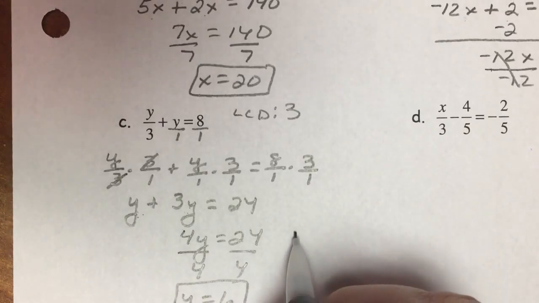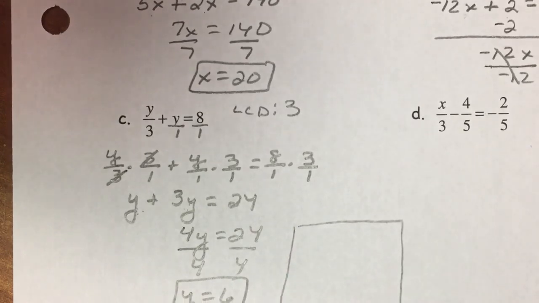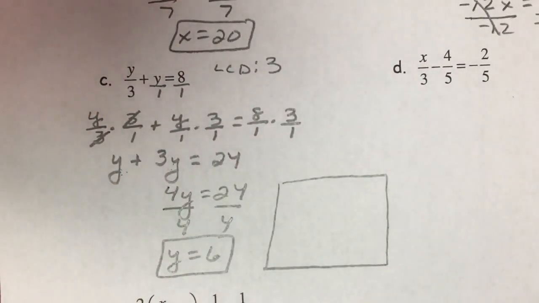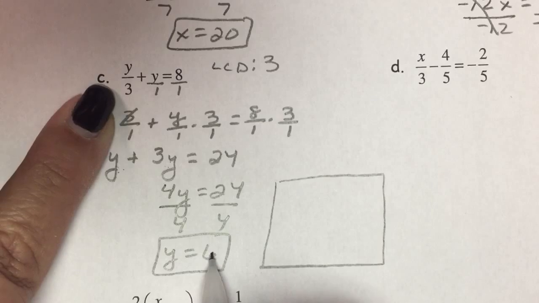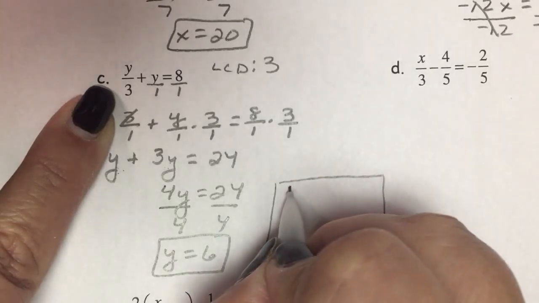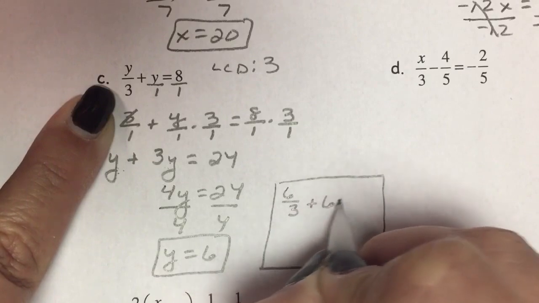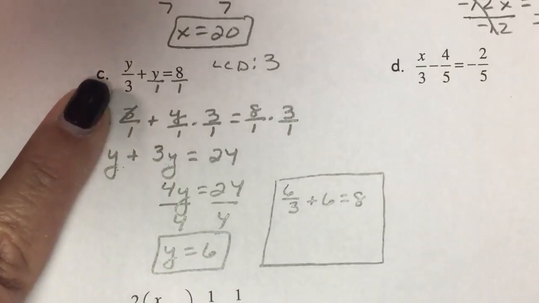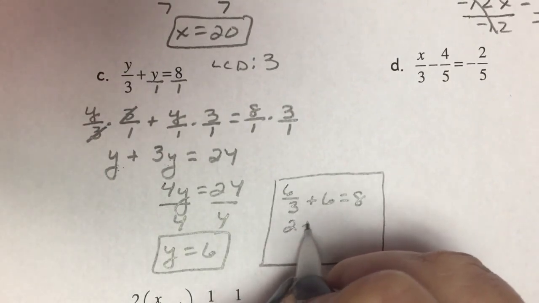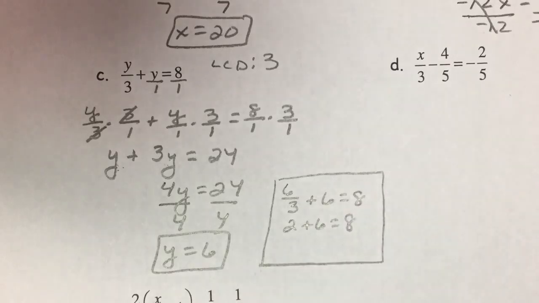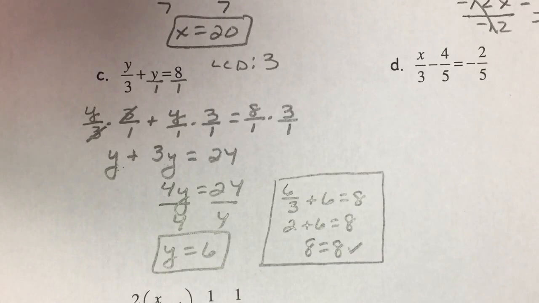If we want to do just a quick check here, I just want to show you that yes, you can still check these. I'm going to take the 6, and plug it all the way up into here for y. So it would look like this: 6 over 3 plus 6 is equal to 8. So here's my check. 6 over 3 is 6 divided by 3, which is 2. And 2 plus 6 is 8. So you can see that it does check.